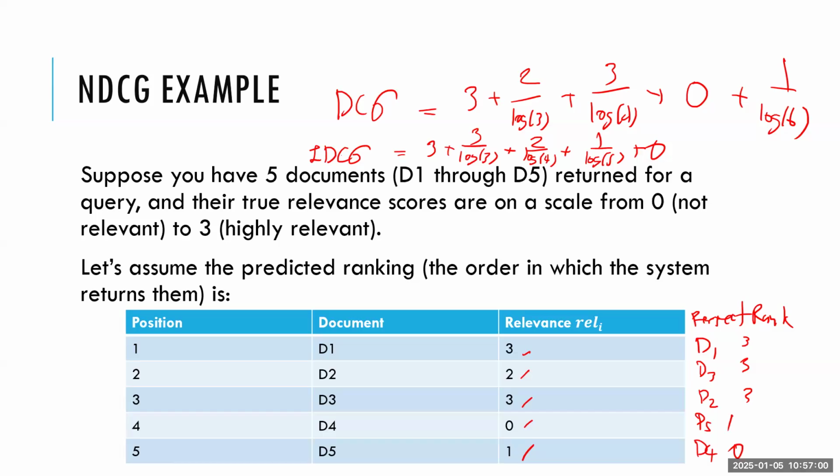So for this metric, the ordering matters. Not only do you want the one with the high relevance score to be on top, you also want the relevance scores to be in decreasing order as well.